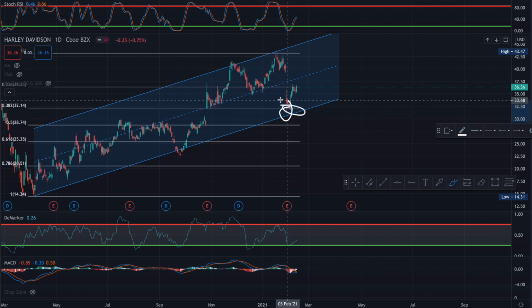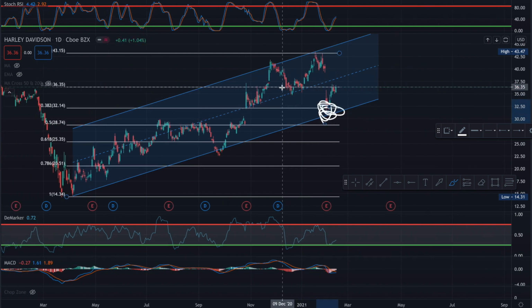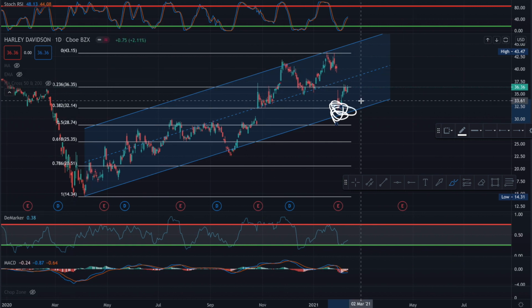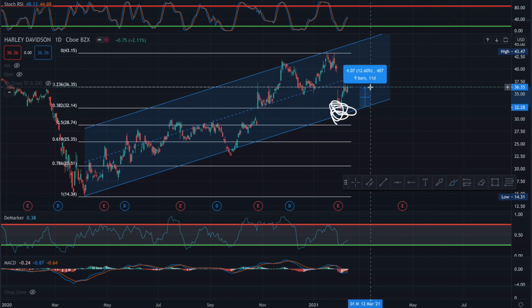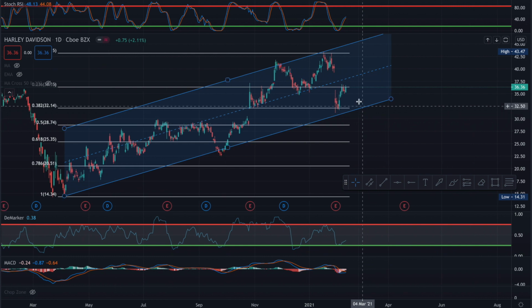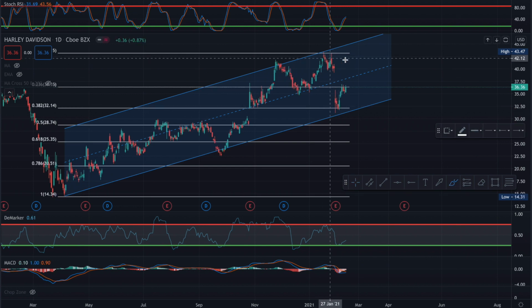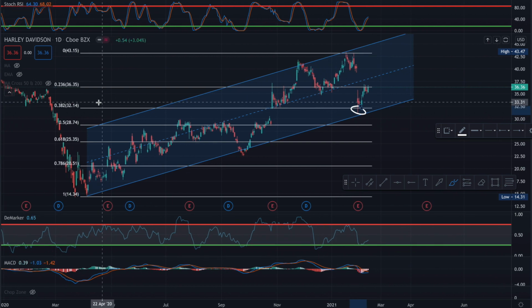After I bought when it was at this area, I sold when it reached the 0.28 level. So I bought here and I sold there, and the stock made around 10% profit. I'll explain again: I used Fibonacci retracement as a tool to increase my probability in my trading strategy. It simply shows pullback levels. After I bought here, I sold at the next Fibonacci retracement level, which is around 36.3.